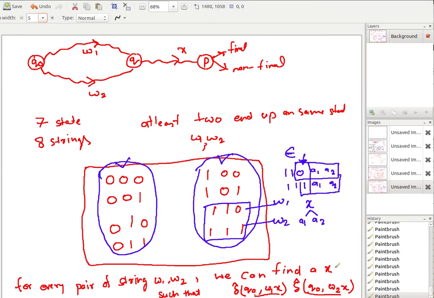I can find an x such that one of them goes to a final state while the other one doesn't go to final. What I mean by that is, once you append that x, one of them will qualify for acceptance while the other will not qualify. That means one of the W1x will not be part of the language while the W2x might be part of it, or vice versa. But exactly one of them will be getting accepted.